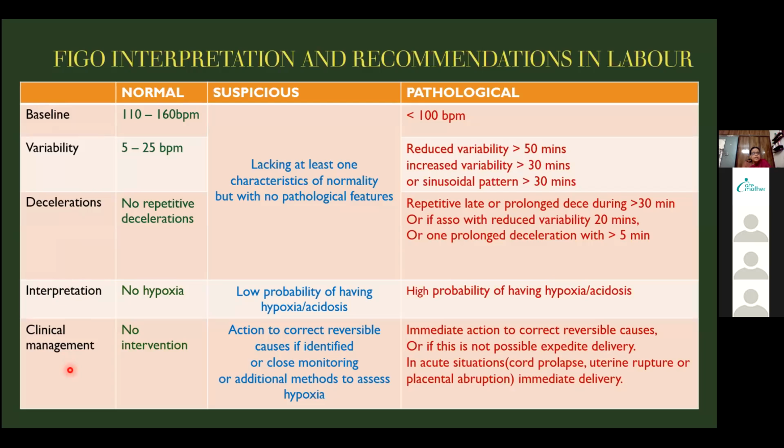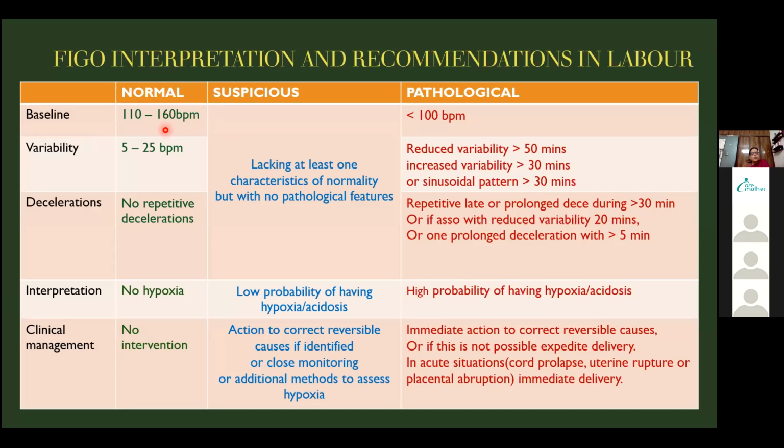Then you interpret and decide on the clinical management. See, the features that you have to be worried or not worried about: baseline, variability, and deceleration. Okay, normal, you all know. When it is normal, you have this chart in your labor room, and then it's easy for you to tick where there is a problem. When is it becoming suspicious?